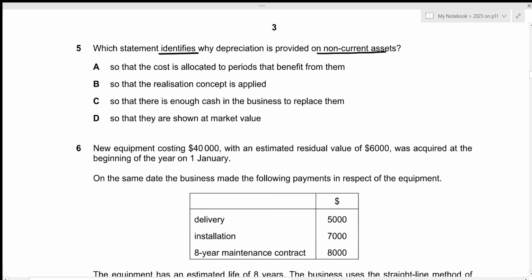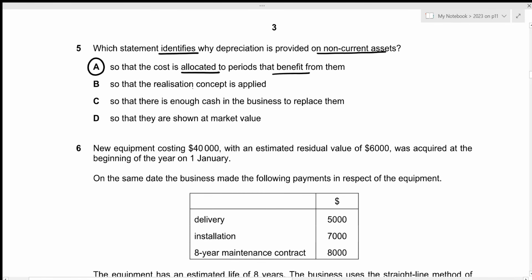Option A, so that the cost is allocated to periods that benefit from them. So this is the exact same thing that we're looking for, because any benefit that is derived by the use of that particular non-current asset should have the same cost, because matching concept will be applied that way, right? So option A is the correct answer. Let's have a look at the remaining options as well.